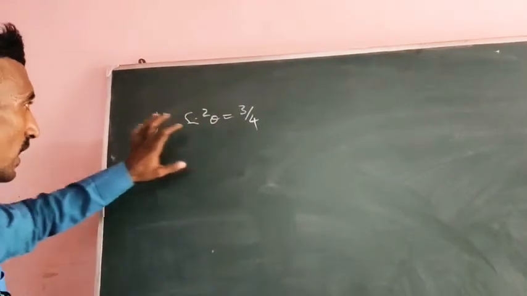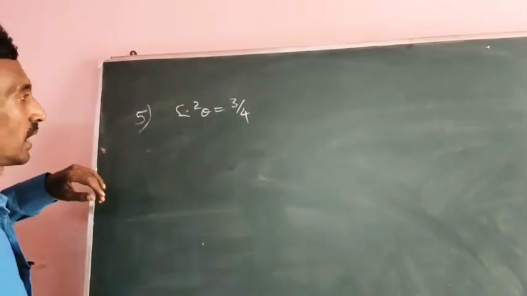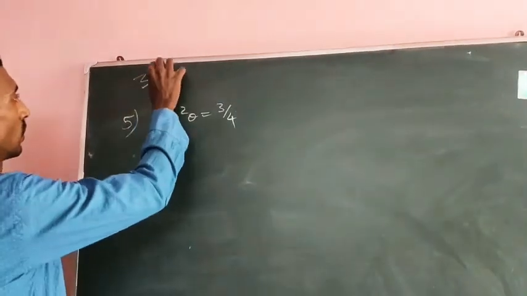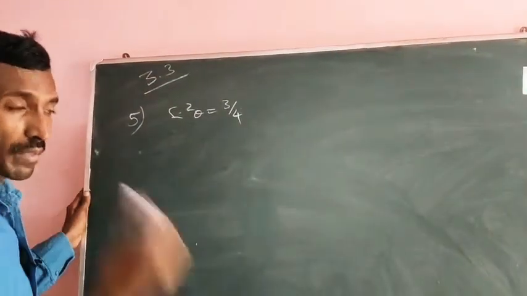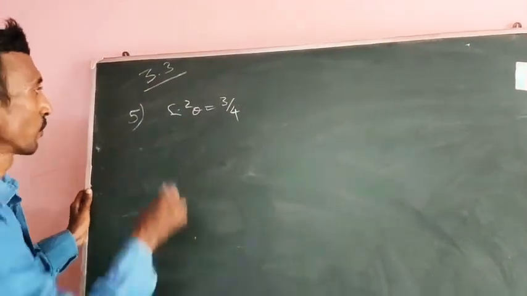Find all the possible angles between 0 degree and 360 degree satisfying the equation sin square theta equal to 3 by 4. That is question number 5 in exercise 3.3. Our aim is to find all the angles between 0 and 360.